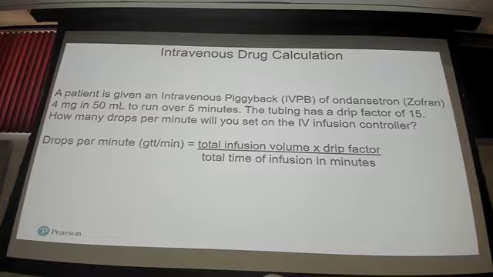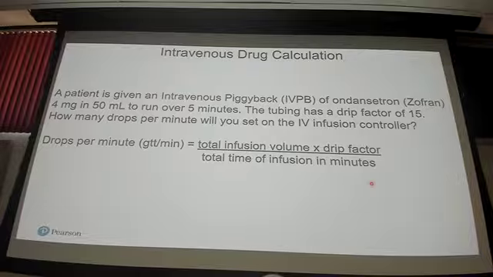So, in this calculation, we're looking at drops per minute for a piggyback IV of ondansetron, 4 milligrams in 50 milliliters to run over 5 minutes with a tubing drip factor of 15. You want to know how many drops per minute you will set the IV infusion control to. The equation for drops per minute is equal to total infusion volume times drip factor over total time of infusion in minutes.